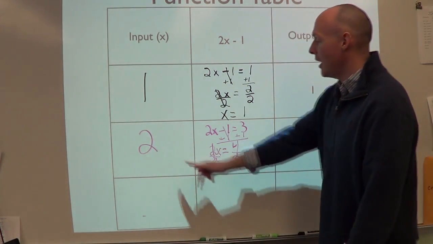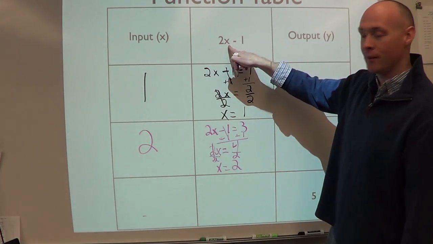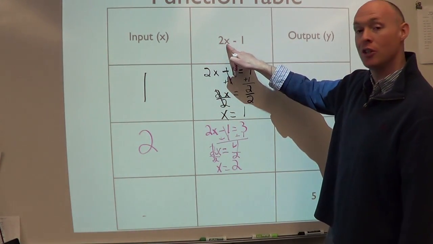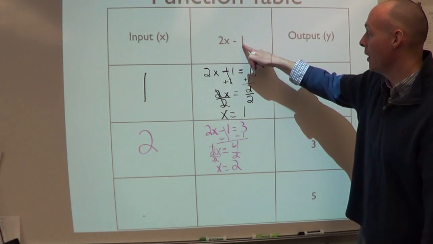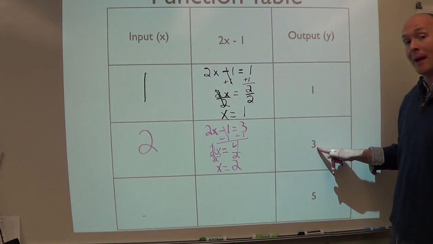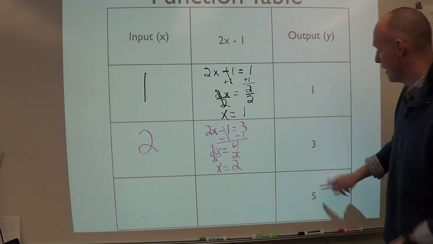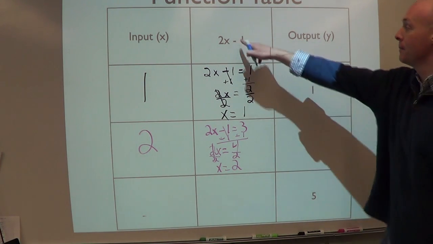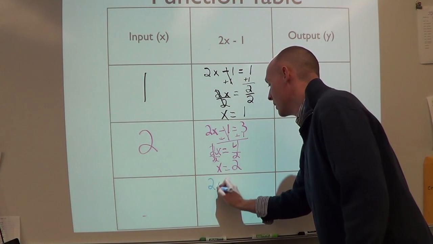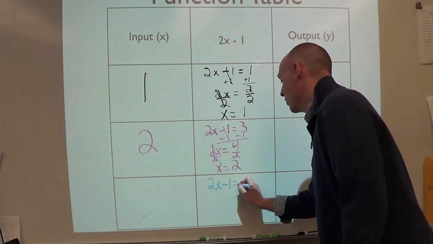And again, you could double check. 2, just substitute it in for x. 2 times 2 is 4, minus 1 is 3, and that is what my output is. One more to go down here. This time my output is 5. So 2x minus 1 equals 5.